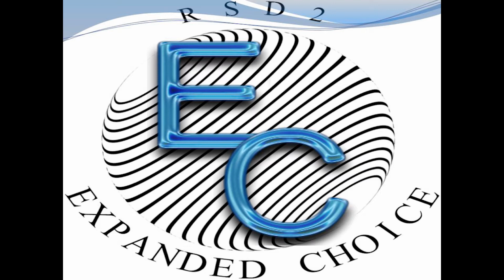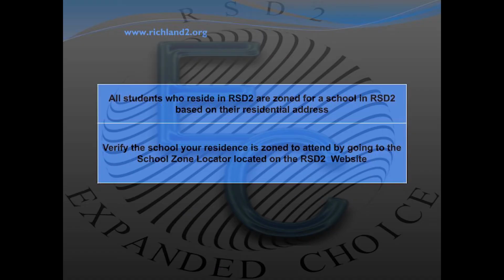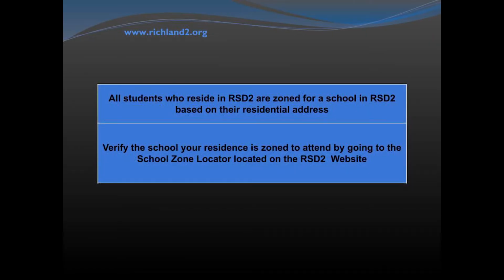Expanded Choice is a choice program offering that allows Richland School District 2 families to apply to attend another district school other than their residentially zoned school without applying for a specific program, such as a magnet program. It is best to verify which school your address is zoned for your students to attend before participating in choice.